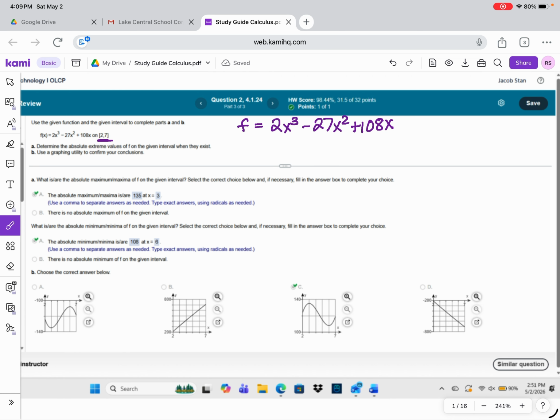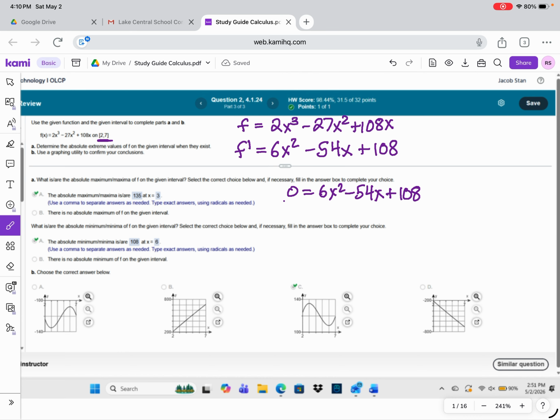Okay, so the first thing we're going to do is do our derivative. So f prime, we're going to do our power rule. So this becomes 6x squared, this becomes minus 54x, and that becomes plus 108. So there's our derivative. We're going to take our derivative and set it equal to 0. So 0 equals 6x squared minus 54x plus 108.